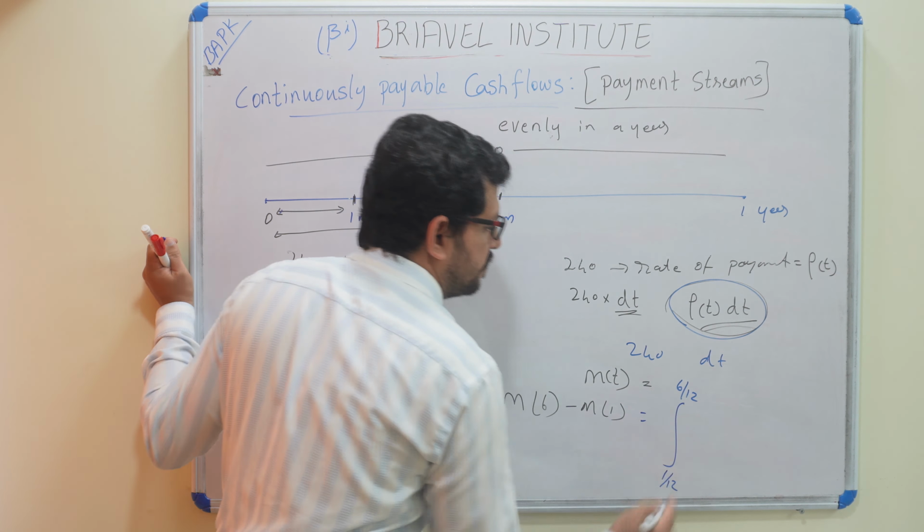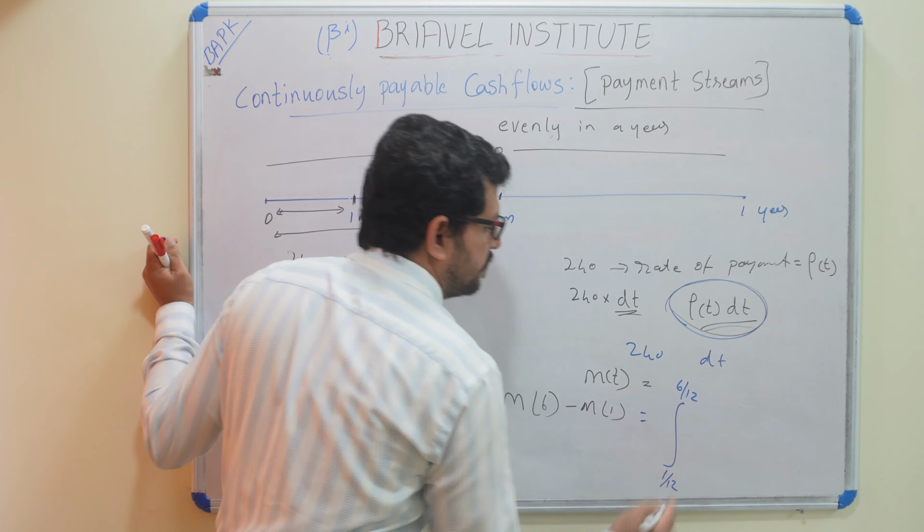Here the total payment is constant and evenly distributed in a year. So per week we will get $23. Like that it is distributed every week, every day, and any small time interval is also distributed in a year.